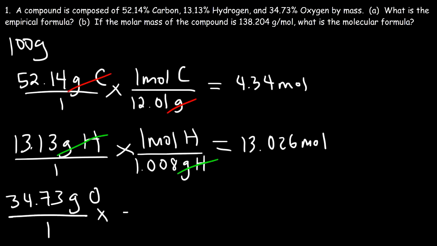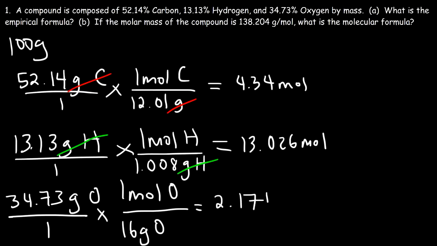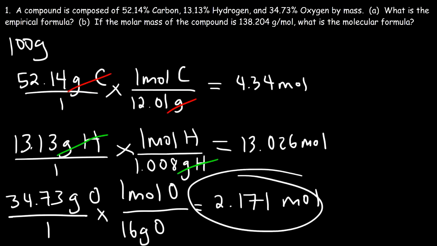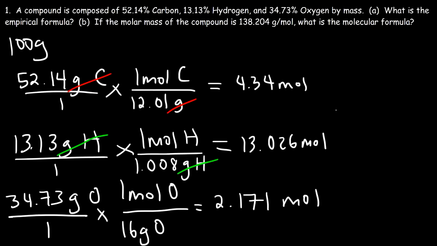Lastly, we have oxygen, the molar mass of which is 16 grams per 1 mole. So 34.73 divided by 16, that's 2.171 moles. Now, what you need to do next is identify which number is the smallest. Clearly, it's the moles of oxygen. So what you need to do is divide every quantity that you have by the smallest of the three values. In this case, the moles of oxygen.